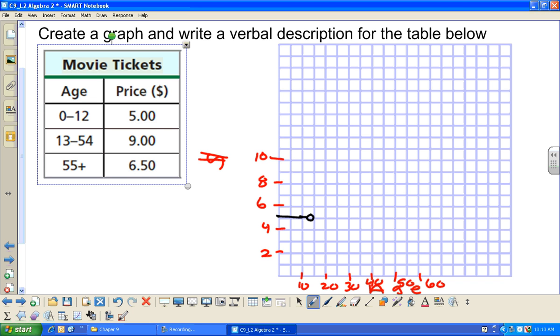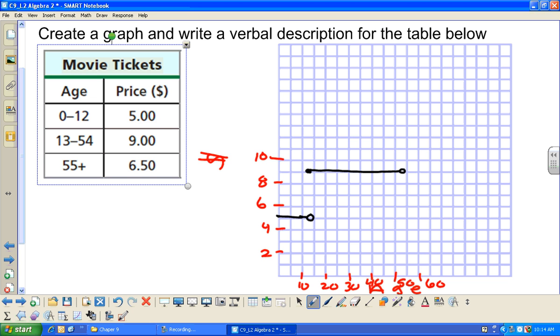From 13 to 54, it's $9. So at $9, it's going to be a closed circle because 13 is included in this value, the 54. So almost 55, but not quite there. So I have to have an open circle at 55 because it is not included. If the value is not included, you always have to have an open circle.